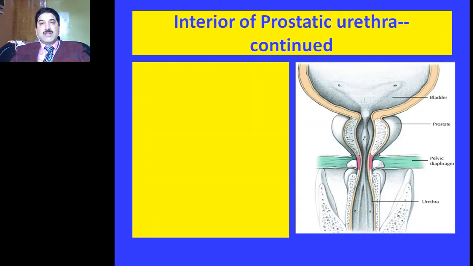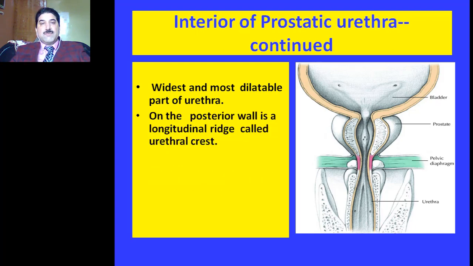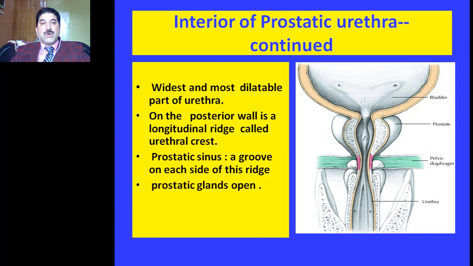Interior of the prostatic urethra. It is the widest part of the urethra. On the posterior wall of the prostatic urethra is a longitudinal ridge called the urethral crest. The prostatic sinus is a groove on each side of this ridge. Prostatic glands open in the prostatic sinus. Ejaculatory ducts open on the summit of the urethral crest.